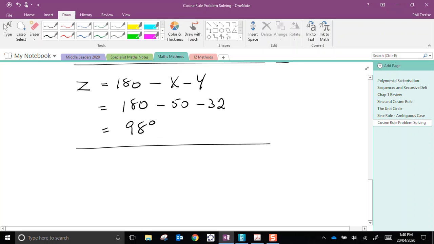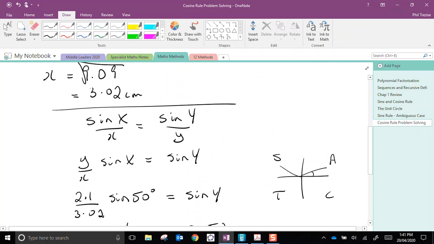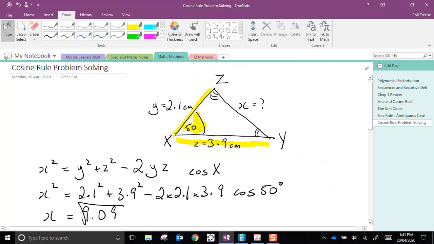We know all three angles. We know there wasn't an ambiguous case, but we did check it to be sure, and we know all three edges. That's how you solve a triangle. Remember the key point to this one? The given angle, 50, was the included angle between the two given sides. That's what tipped me off to using the cosine rule straight away. All right, have fun solving triangles.